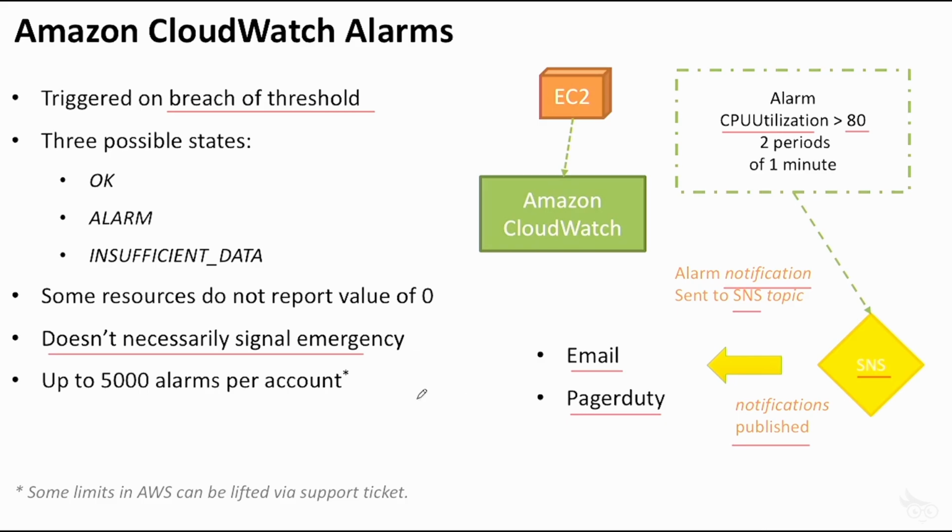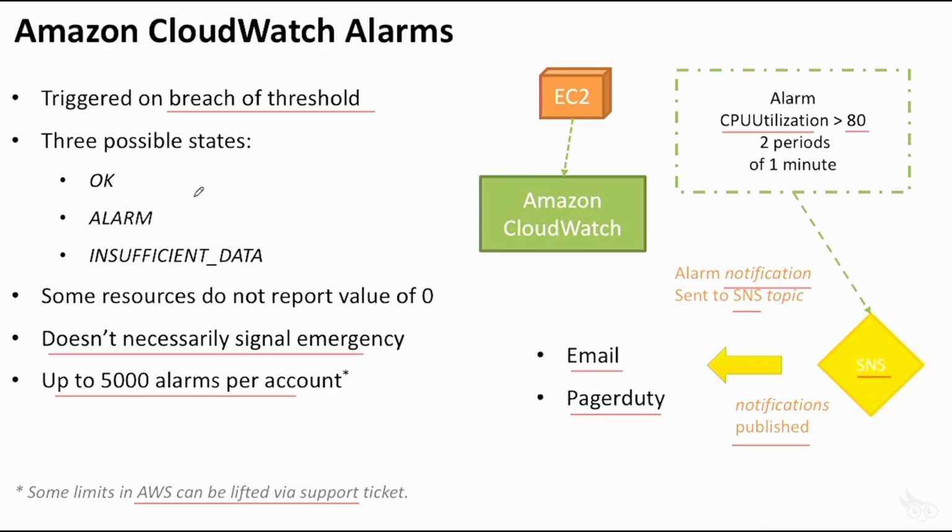Now, I've mentioned before that there are limits within Amazon Web Services. We do get up to 5,000 alarms per account, but it's also important to know that some limits can be lifted simply by sending a ticket into support and asking for that limit to be lifted. A lot of Amazon's services have soft limits in place just to control usage, just to protect those resources from runaway scripts or novice users who aren't fully aware of what they're doing.